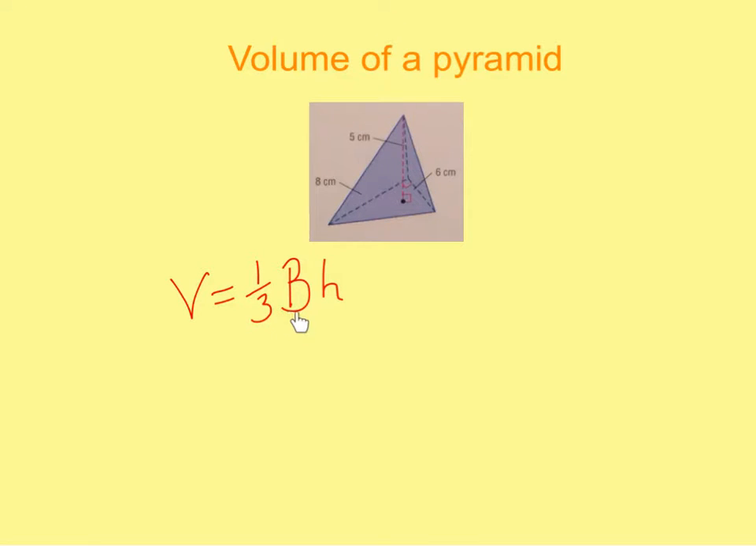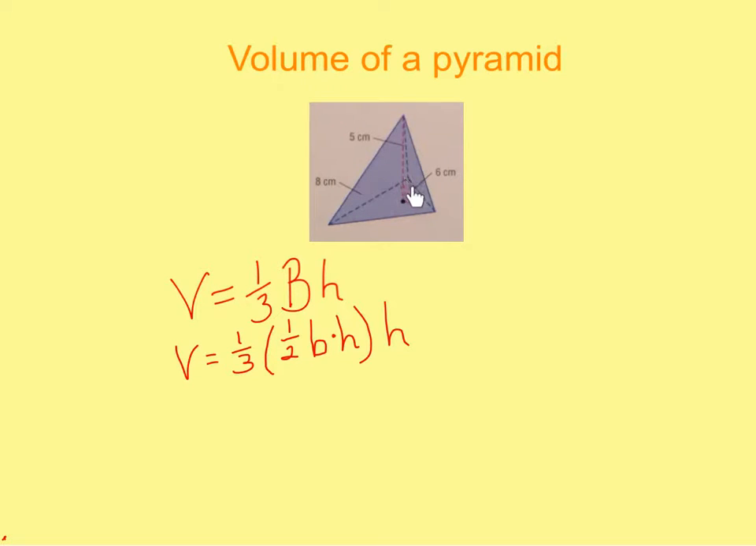So the first thing we need to do is figure out the area of the base of this. I can see it's a triangular base. So I'm going to plug in the formula for the area of a triangle for the big B. So now I've gotten my formula here for the triangle, and I'm going to take a look. Here's my triangle, and the base on this triangle is right here, and I can see that measurement is 8 centimeters, and the height is going to be right here.